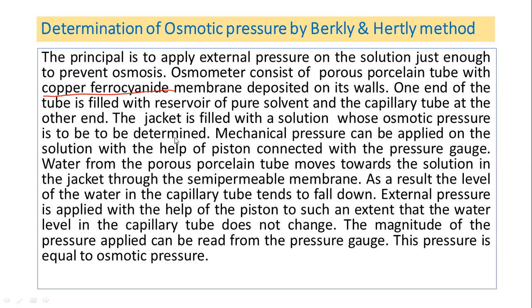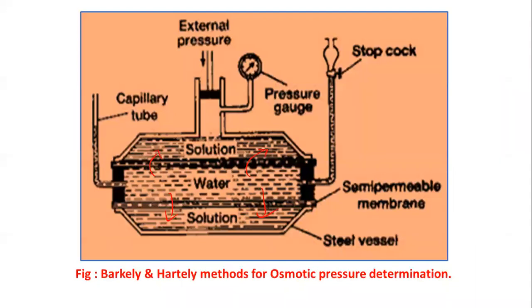External pressure is applied with the help of the piston to such an extent that the water level in the capillary tube does not change. Okay, you can see here. We want to stop the osmosis process here. Therefore, what can we do? We have to apply the pressure onto the solution compartment.